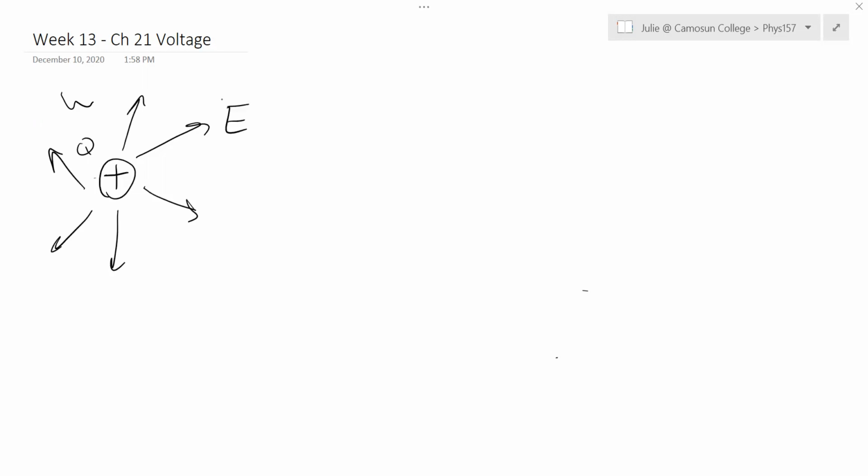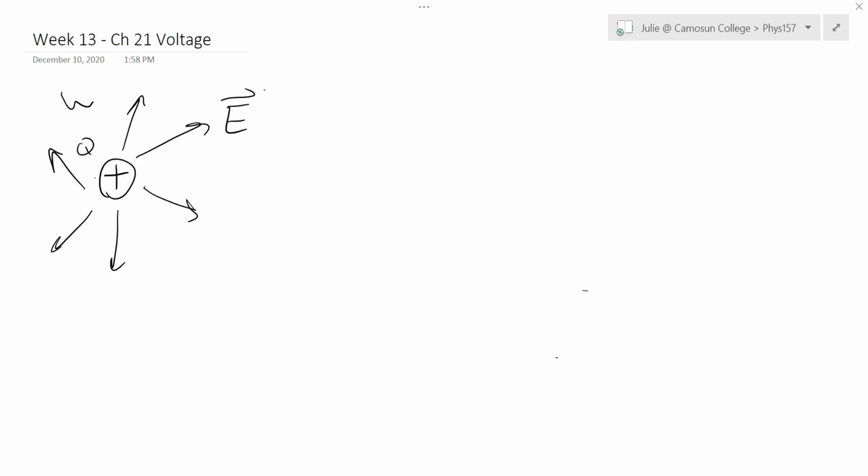So positive point charges are sources of electric fields. We've seen that already in the last chapter. And that field exists in that space, whether there's any particle to fill it or not.